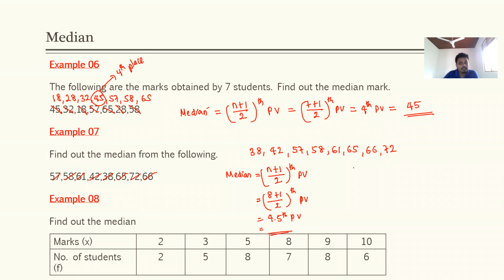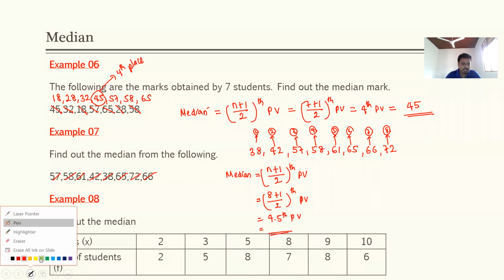Which value is at the 4.5th position? That is where our median value is. Right? This is the first observation. This is the second one. This is the third one. This is the fourth. This is the fifth. This is the sixth. This is the seventh. And this is the last one, the 8th observation. 4.5. Where is that value? Where is 4.5?